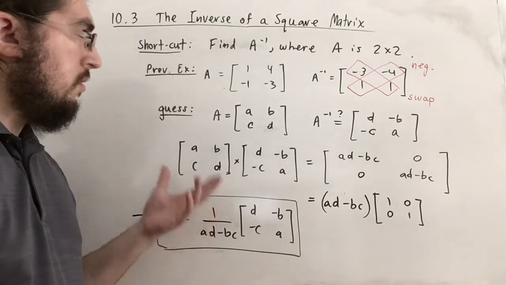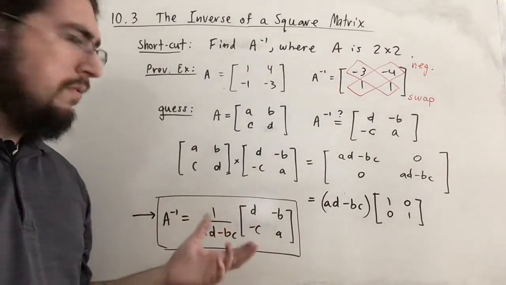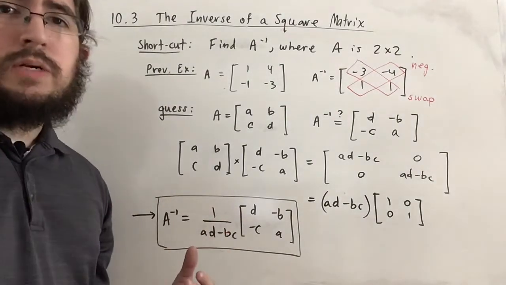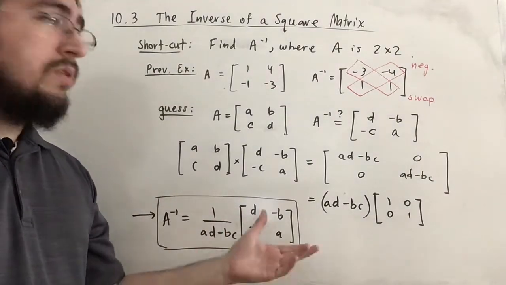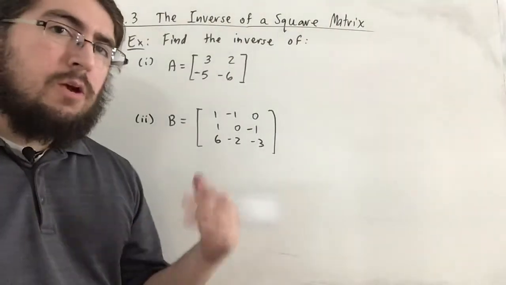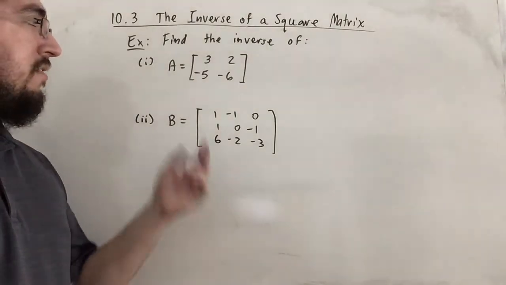So now we'll do maybe an example or two involving this. In fact, you know what? Let's do one example using the shortcut, and then we'll do an example of finding a 3 by 3 using the procedure I showed just now before this example.